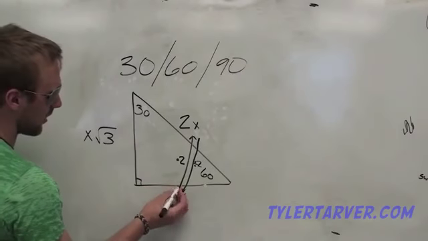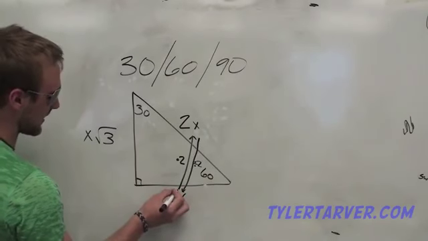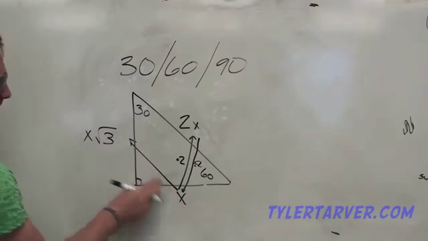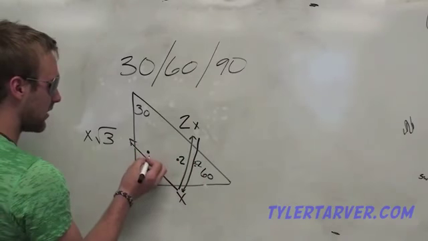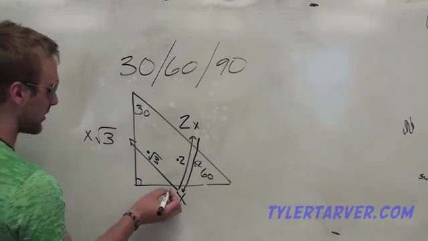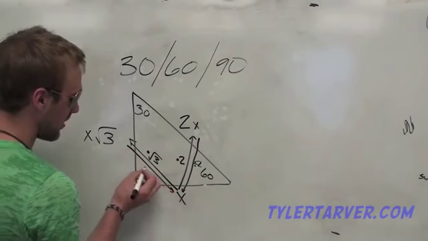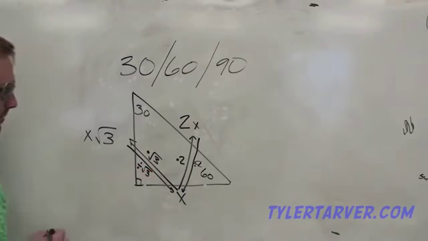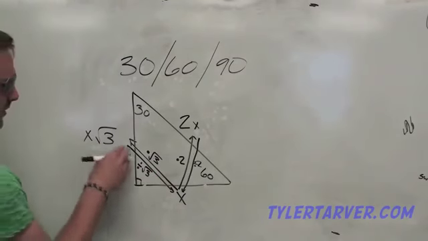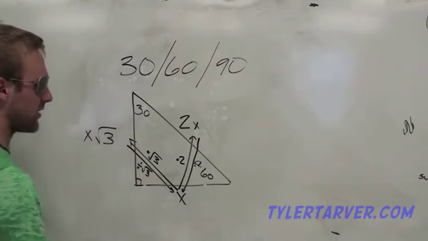Now, let's go from the 30 side to the 60 side. What changes from x to x times the square root of 3? You're multiplying it by the square root of 3. To go from this side to here, you divide by the square root of 3. Alright? That's what you do. Multiply to go this way, divide to go this way.